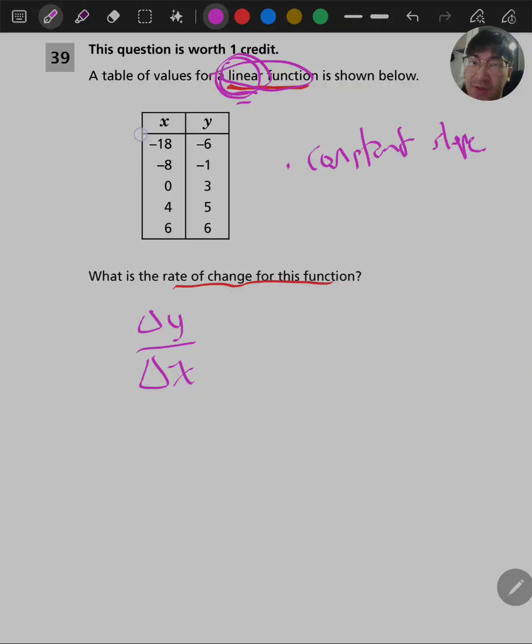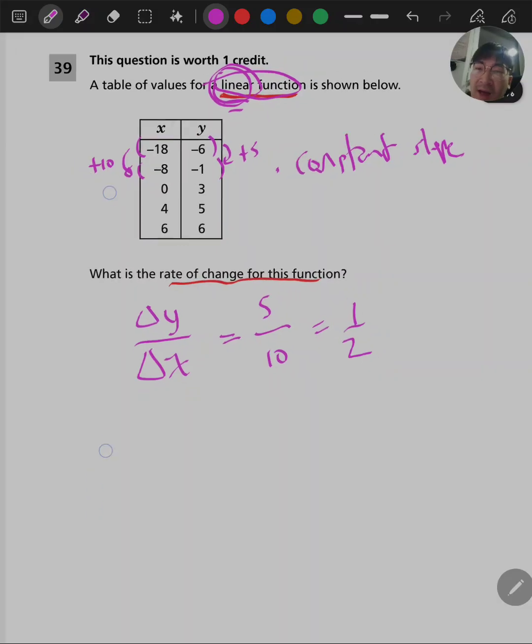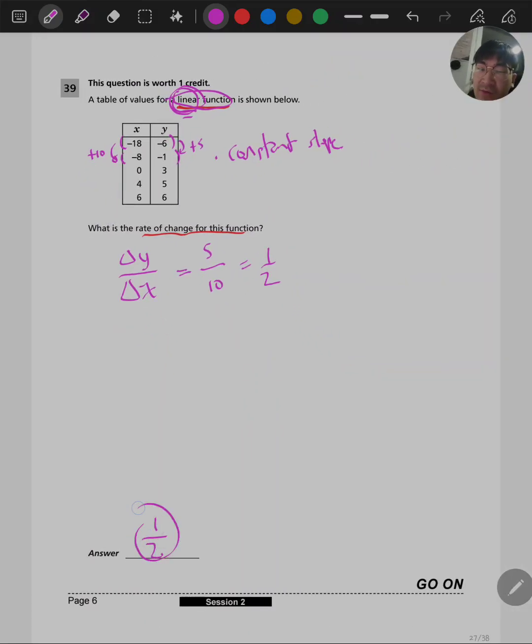So let me choose the first 2 rows. From negative 18 to negative 8, that is plus 10. So that means that the delta X is positive 10. The change in Y is negative 6 to negative 1, that's positive 5. So it's going to be 5 over 10, which is the same thing as saying a half. So the answer will be a half.